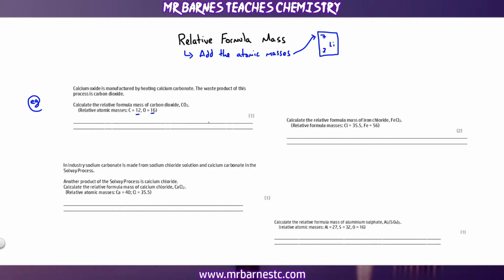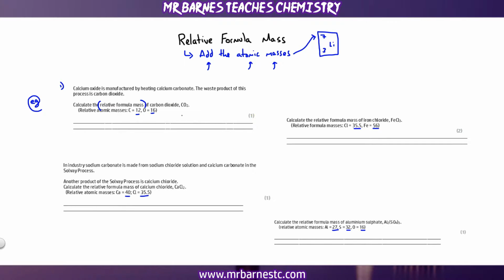Now, the first thing you'll notice is it always tells you the atomic masses in these questions, so you don't need to find them on your periodic table. The second thing, the key trigger you're looking for here is relative formula mass. The second you see that, add the atomic masses together.